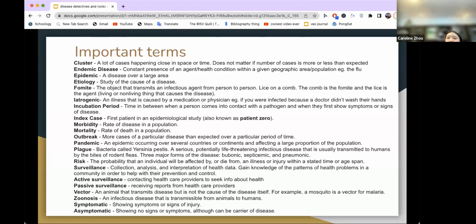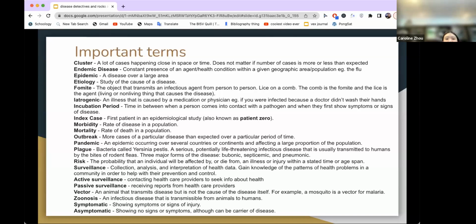Surveillance is the collection, analysis, and interpretation of health data. It's used to gain knowledge of the patterns of health problems in the community in order to help with their prevention and control. There's two types. The first is active surveillance, where you're contacting healthcare providers to seek info about health. And then there's passive surveillance, which is receiving reports from healthcare providers. So active is where you're actively looking for information, and passive is where you're just receiving reports.